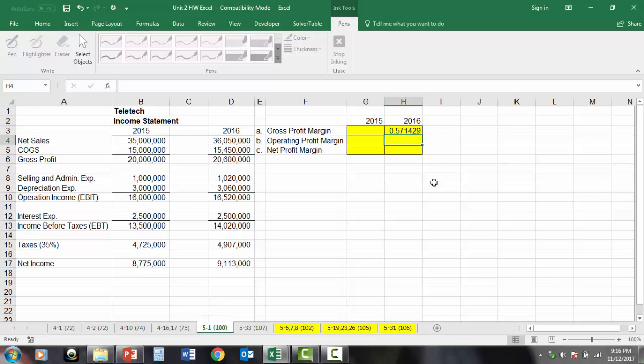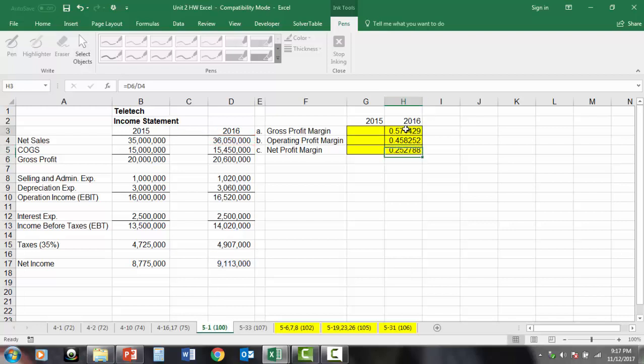Operating profit margin is EBIT divided by sales. We have EBIT right here divided by sales. Bada boom. And then net profit margin, of course, is net income over sales. So where's net income? Way down here at the bottom. Divided by sales, way down here. Bottom line of your balance sheet, right? Divided by top line, that's your net profit margin.